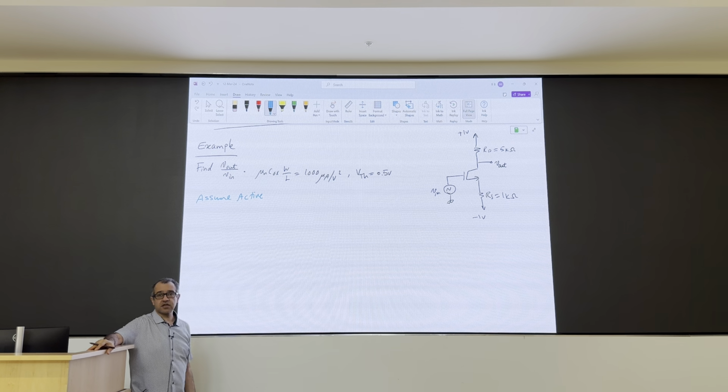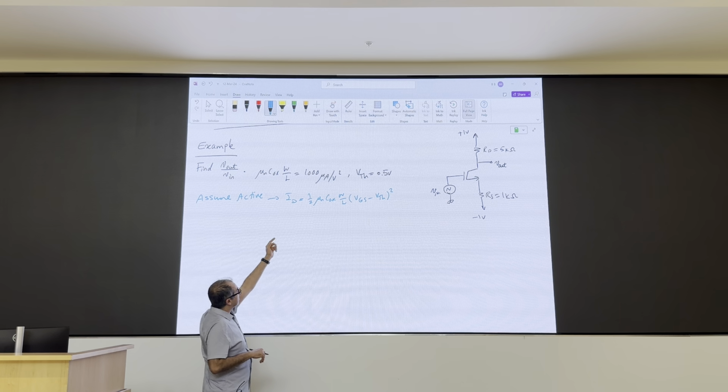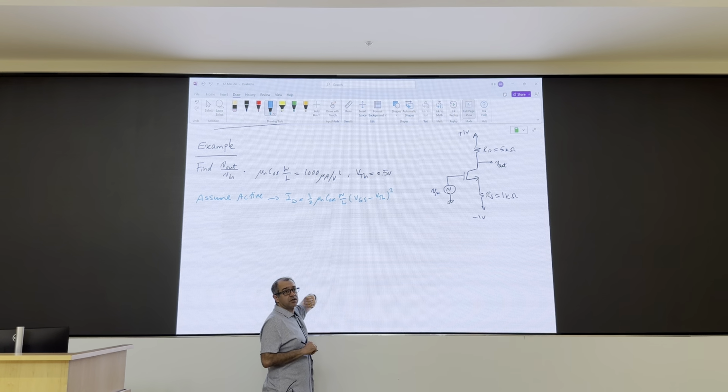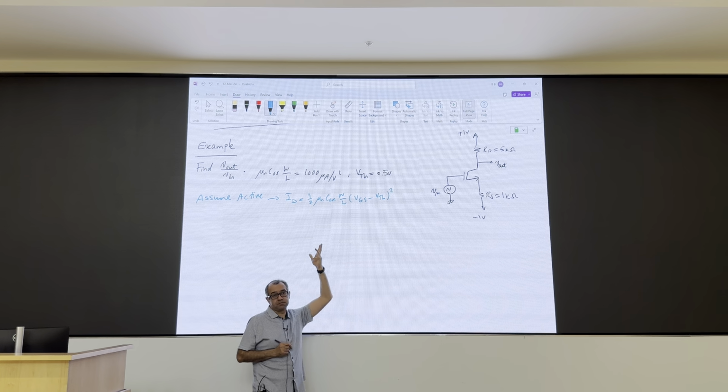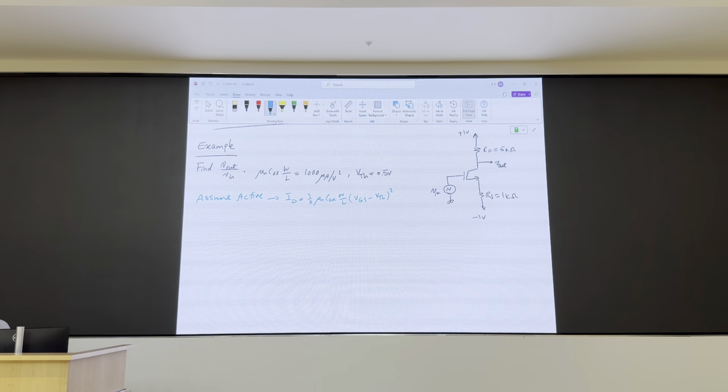Anyways, tell me, how do I solve this? Well, we have an equation for ID. Good. So right here, by the assumption, I have this equation for ID. Looking at this equation, I know the constants, I don't know VGS, I don't know ID, obviously. So, two unknowns, I need one more equation. Where do I get the other equation?